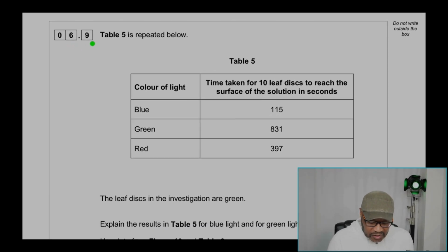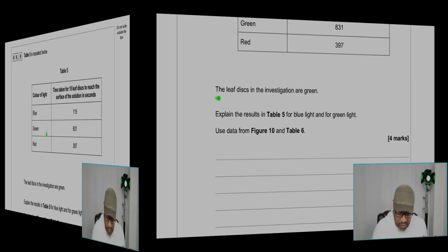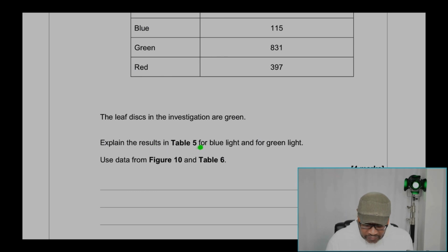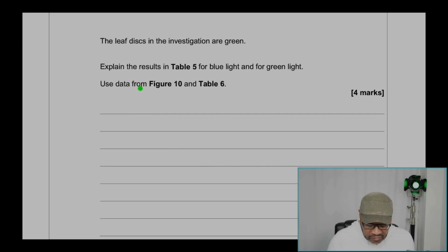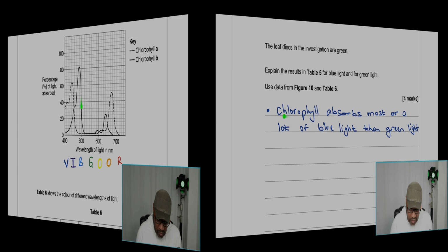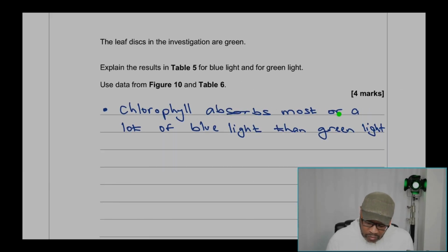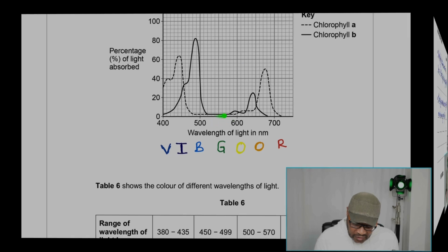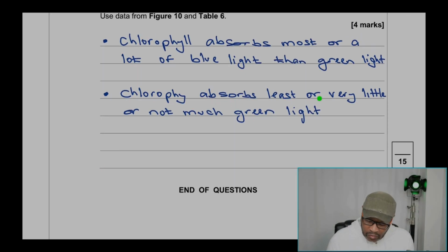Question 6.9. Table 5 is repeated below. The leaf discs in the investigation are green. Explain the results in Table 5 for blue light and for green light. Use the data from Figure 10 and Table 6. For green light, blue is absorbed. Chlorophyll absorbs a lot more blue light than green light. If you look here at the wavelength, a lot of blue light is being absorbed, and this is the green light. Chlorophyll absorbs very little green light.